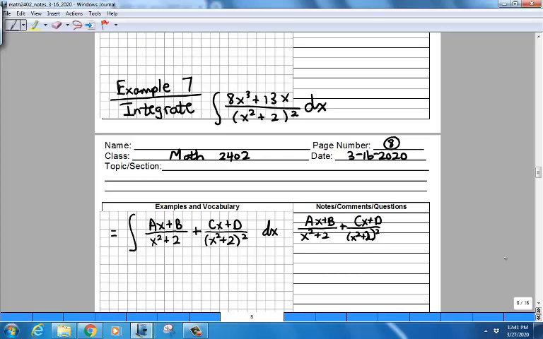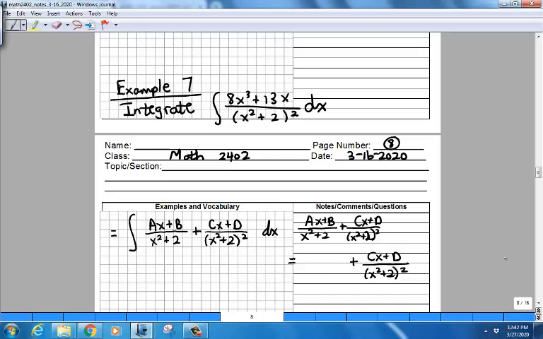So how do we add these two fractions together? Well, you have to have a common denominator here. The common denominator is going to be x squared plus 2 squared, x squared plus 2 to the second power. So the second fraction already has the correct denominator. That's nice. So I don't have to mess with that second fraction at all. It's already got the correct common denominator for adding these two fractions together.